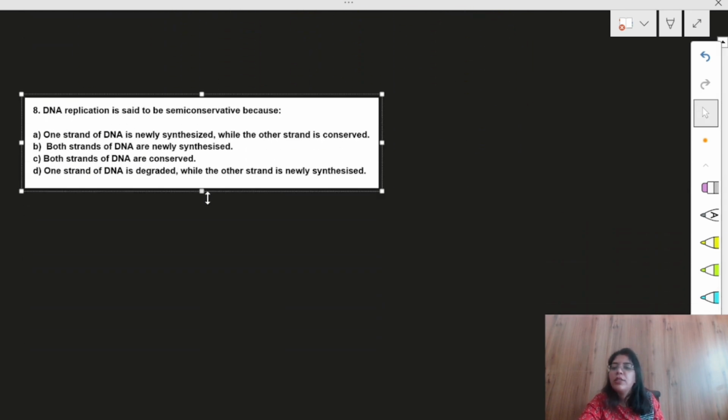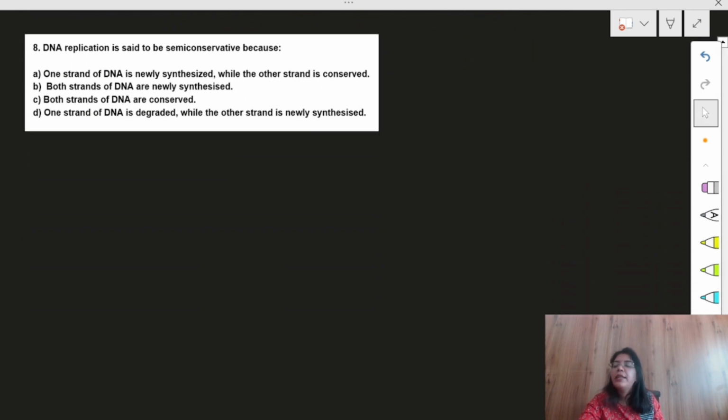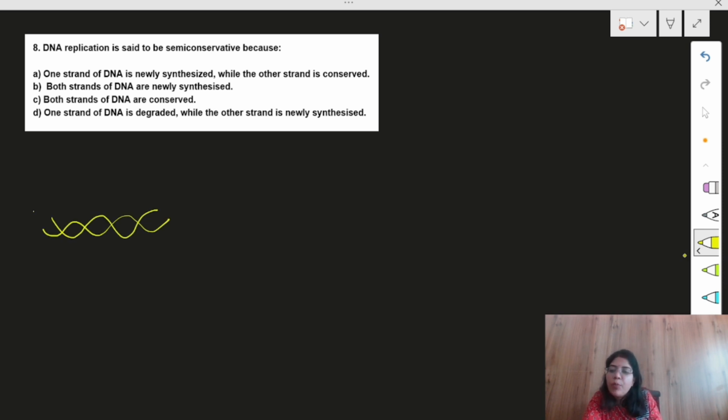Now see this question. It says DNA replication is said to be semi-conservative because. What's the meaning of semi-conservative? Actually, this was given by scientists Meselson and Stahl, who proved that DNA replication is semi-conservative. Let's suppose you have this DNA, and you consider both the strands as parental strands. I am denoting them as P and P.